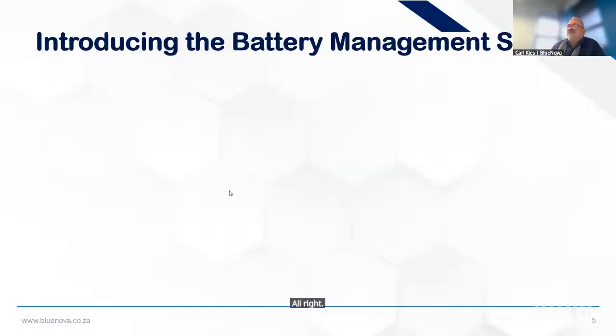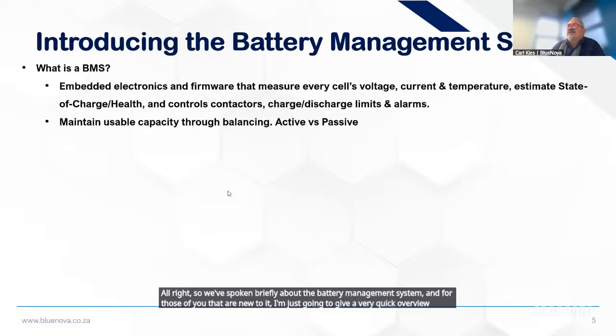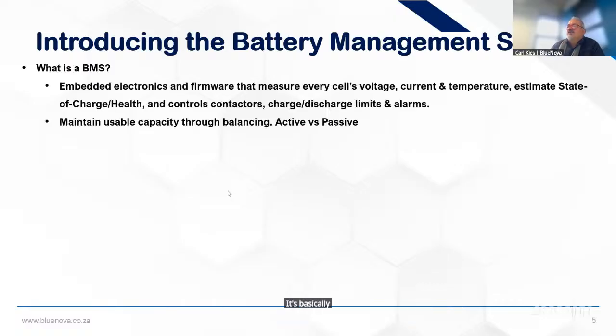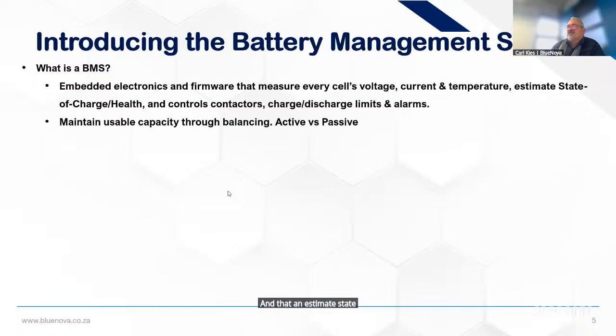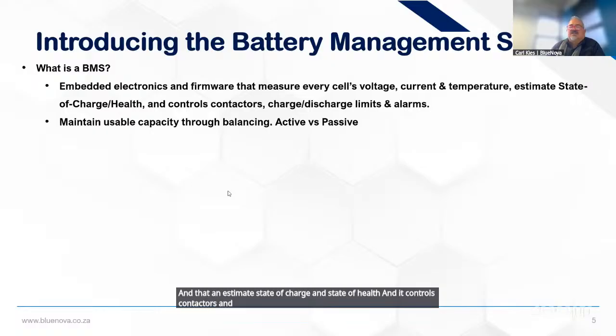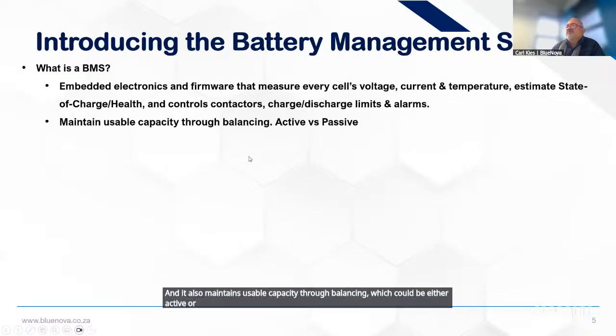All right, so we've spoken briefly about the battery management system. For those of you that are new to it, I'm just going to give a very quick overview of what it is. It's basically electronics and firmware that sits in the battery that measures the voltage of every cell, looks at the current and the temperatures of the cells, and then estimates state of charge and state of health. It controls contactors and charge and discharge limits, and it sets alarms if the battery is outside safe operating areas. And it also maintains usable capacity through balancing, which could be either active or passive.